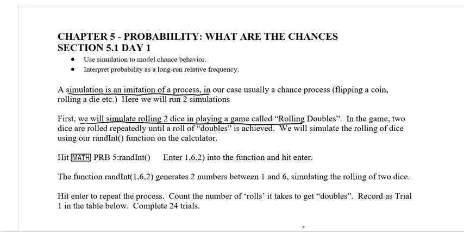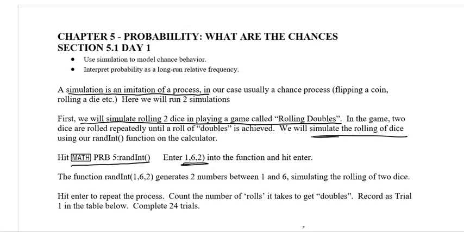The idea is you just roll a pair of dice until you get doubles: 1 and 1, 2 and 2, so on and so forth. We're not going to actually roll dice. We're going to simulate the rolling of dice by using the random integer function on the calculator. We hit math, probability, and number 5 is random integer, and we're going to enter 1, 6, 2 into the function.